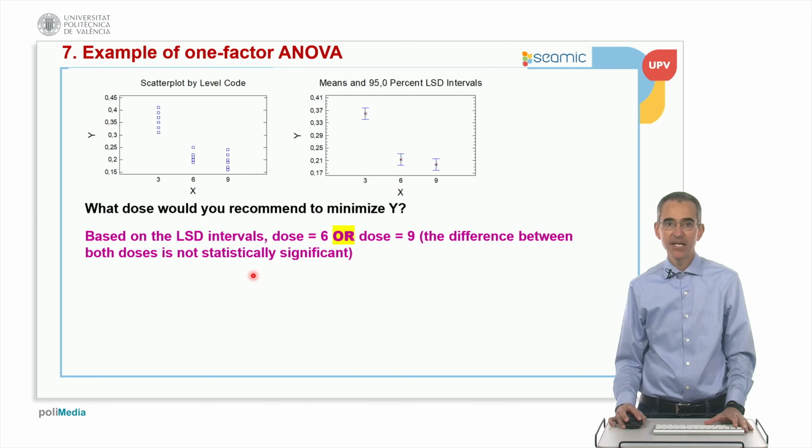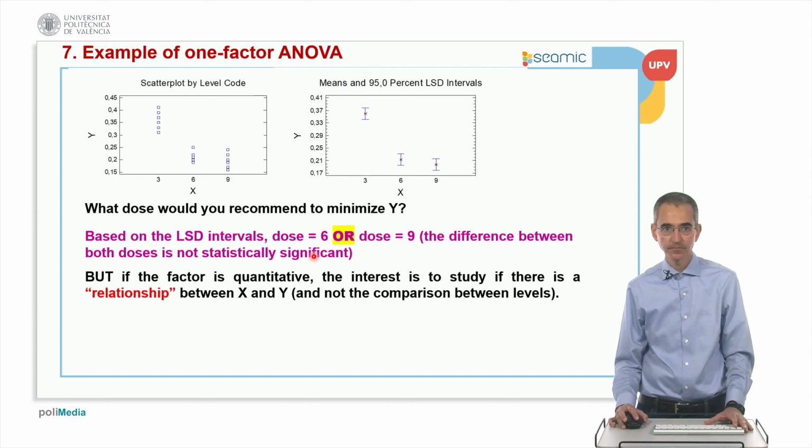Well, based on the LSD intervals, as they overlap, we will say that the differences between 6 and 9 are not statistically significant. It means that it doesn't matter to choose 6 or 9. Then we will say, probably we will choose 6 because it's cheaper. Lower dose means that the treatment is not so expensive. 6 or 9, but probably we will choose 6.